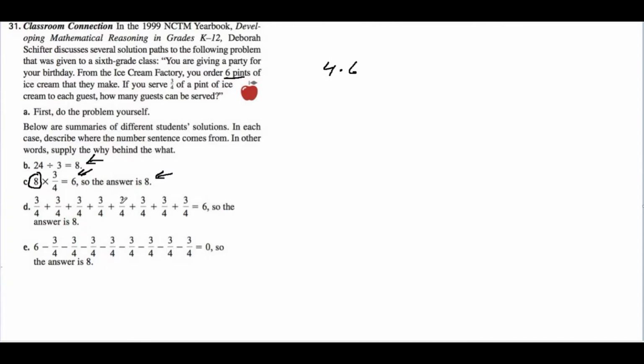Now, this person just started with 3/4 and kept adding. 1, 2, 3, 4, 5, 6, 7, 8. They kept adding until they got to the 6, and so the answer was 8. This person started with the 6 and started taking away 3/4 each time. They took it away once, twice, 3 times, 4, 5, 6, 7, and 8 times. And they were finally out of ice cream, and so they were able to serve the 8.